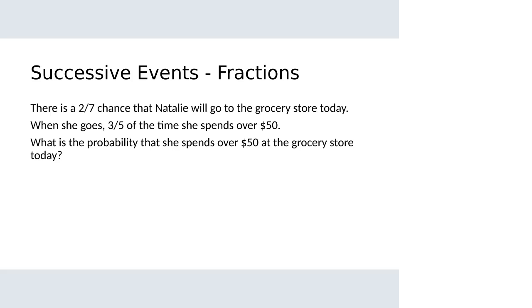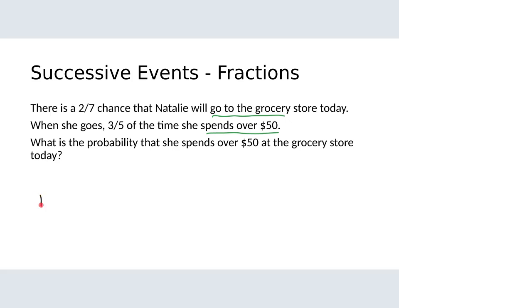This time we're going to look at a successive event situation that involves fractions. There is a 2/7 chance that Natalie will go to the grocery store today. When she goes, 3/5 of the time she spends over $50. So we can see our successive events in here. She might go to the grocery store, and if she goes to the grocery store, she might spend over $50. So those are our successive events. First, going to the grocery store, and second, spending over $50.